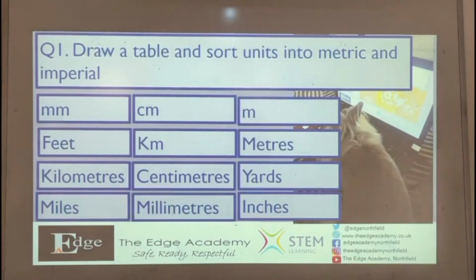So, moving on to question 1. Draw a table and sort the units into metric and imperial. So what I would like you to do is draw a table using pencil and a ruler in your book and sort these into either metric or imperial. So pause the video and have a go at that.